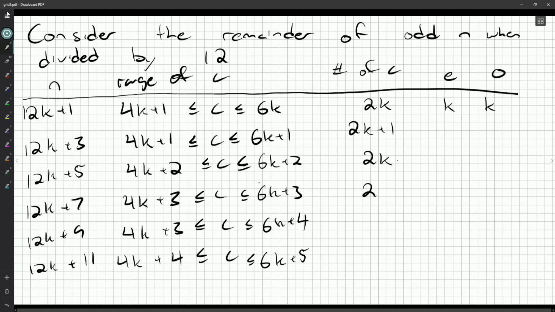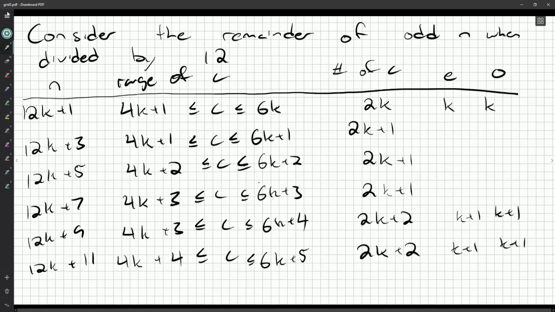Here's 2k plus 1, my mistake. Here's another 2k plus 1. This will be 2k plus 2. That's another even one, so we can immediately put that over here. Finally, we'll get 2k minus 1, so this is also a 2k plus 2 situation.